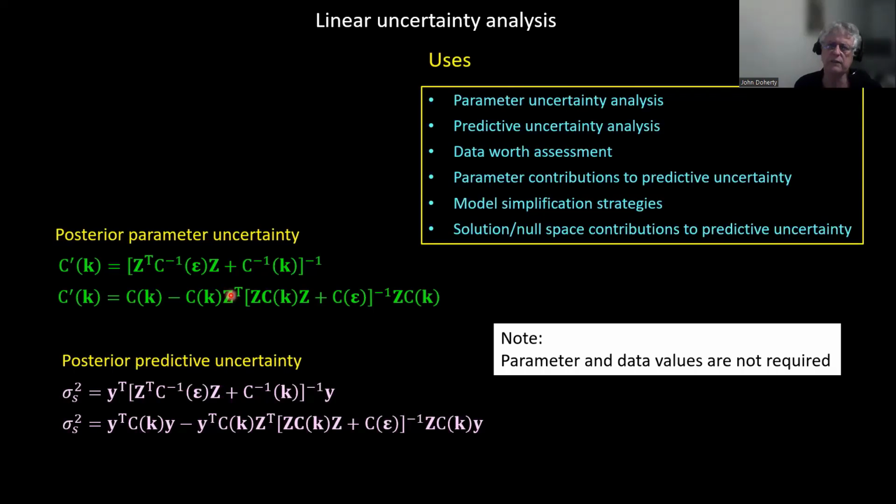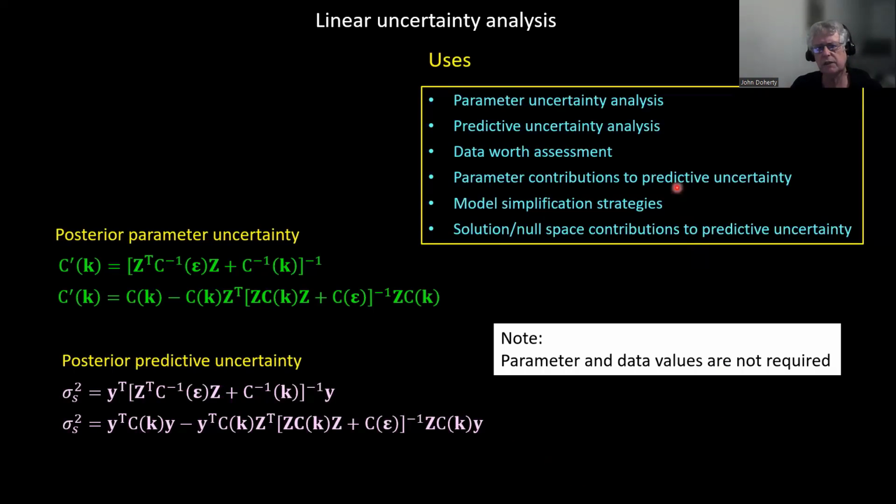So linear analysis has some uses. Parameter and predictive uncertainty analysis, approximate. Data worth assessment, for reasons we've just talked about. But some other things as well. Using these equations, we can easily calculate contributions made to the uncertainty of key predictions by different parameters or groups of parameters.